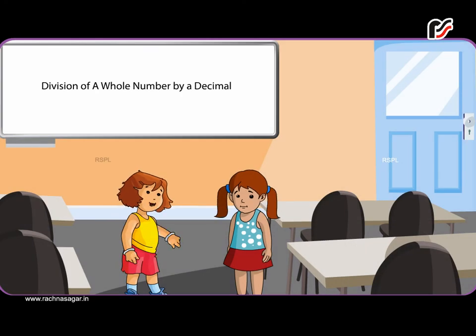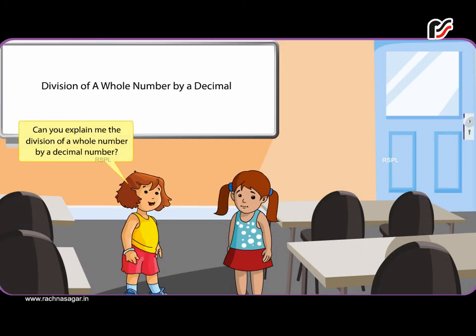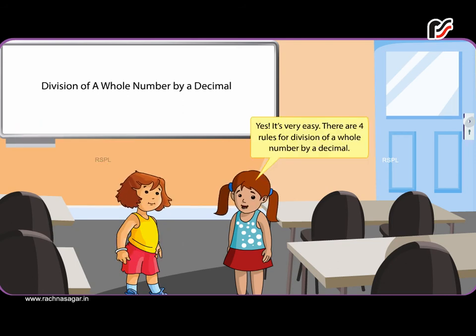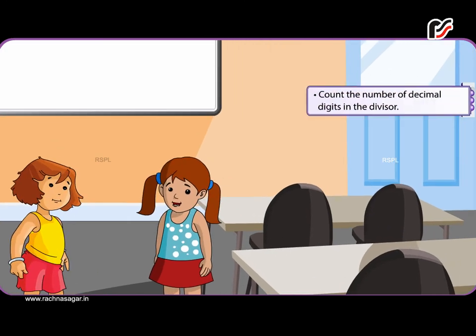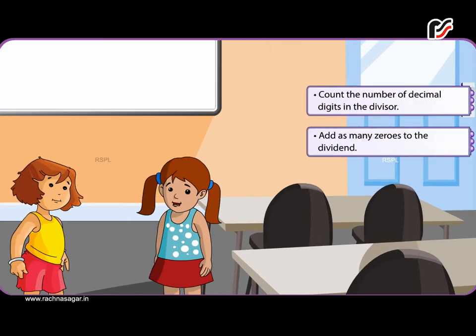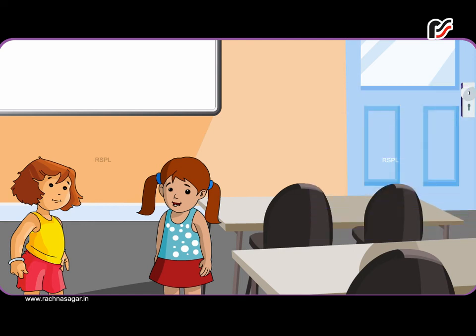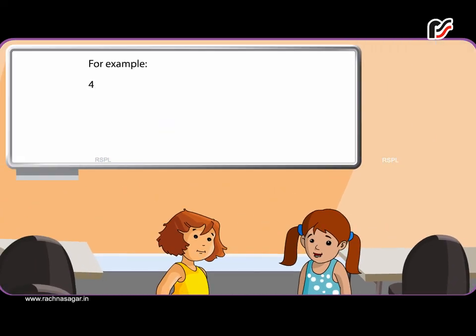Division of a whole number by a decimal. Can you explain to me the division of a whole number by a decimal number? Yes, it's very easy. There are 4 rules for division of a whole number by a decimal. Count the number of decimal digits in the divisor. Add as many zeros to the dividend. Remove the decimal in the divisor. Divide as usual. For example, 42 divided by 0.7 is equal to 420 divided by 7 is equal to 60.